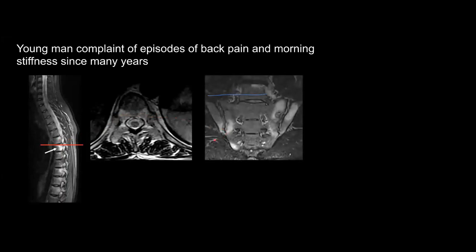MRI of the SI joint was done. There is bilateral sacroiliitis, with irregularity of the articular margins and subchondral marrow edema, very well visualized on the STIR sequence. So this is a case of inflammatory spondyloarthropathy, that is ankylosing spondylitis. Sagittal images of the lower dorsolumbar spine, T2, T1. We can see patchy areas of low signal intensity on T1 and T2 WI.